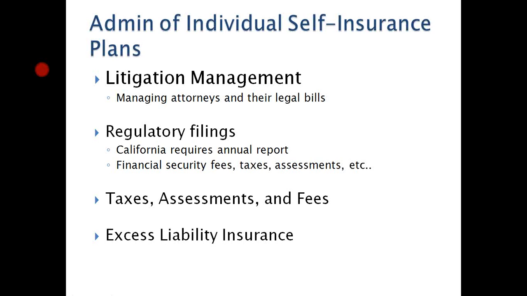So the reason for those financial security fees is to make sure that when someone says they want to self-insure, they really have the financial means to be able to pay in the event of several losses. And then also, typically for self-insured groups, they would have to have audited financials and some other things that would need to be turned into the state. And so the taxes, assessments, and fees is really the other thing I was talking about. And then finally, you're going to have to purchase excess liability insurance.